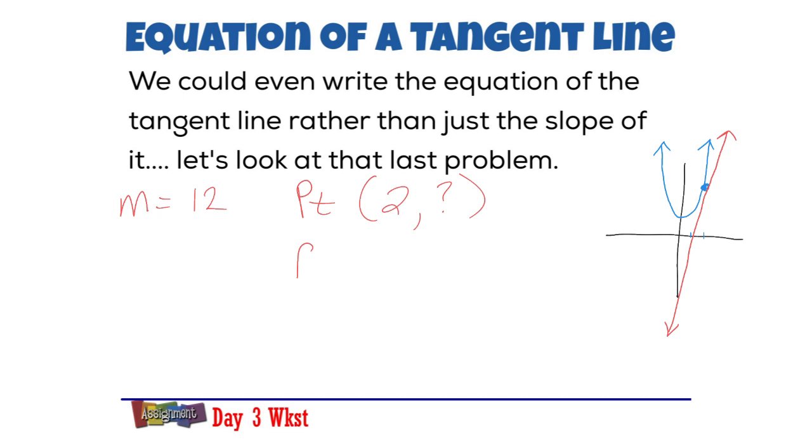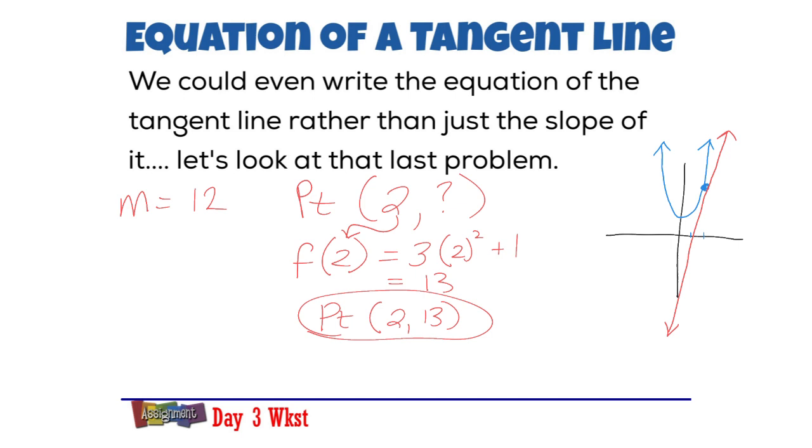Here's what this would look like. You would write f of 2. This x value goes in here. Notice this is not the derivative, it's just the original function. So it's going to be 3 times 2 squared plus 1. So that's a 4, 12 plus 1, that's a 13. Okay, so the point then that we want is (2, 13). So between this and this, we can write the equation of our line.